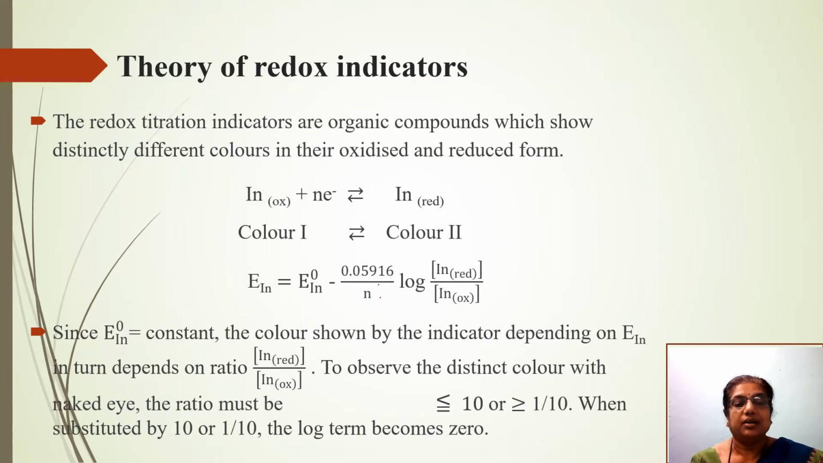As seen in the equation, the standard electrode potential is usually a constant. This factor is constant when n is constant, that is, for the same indicator it is the same, and then the log of this ratio. Look at this ratio. If we want to find a distinct color change, one color changing to another, the concentration of one species must be 10 times more than the other species. So this ratio has to be either 10 or greater than 10, or less than or equal to at least 1 upon 10. So if we substitute this condition in this equation, it becomes log of 10 or log of 1 upon 10, that is equal to plus 1 or minus 1. So this factor in a way becomes constant in this fashion.